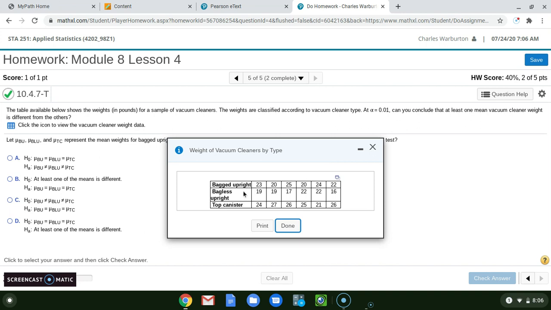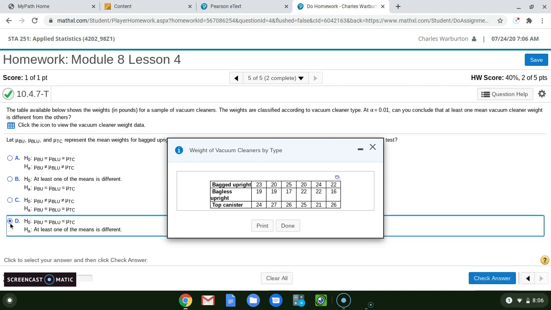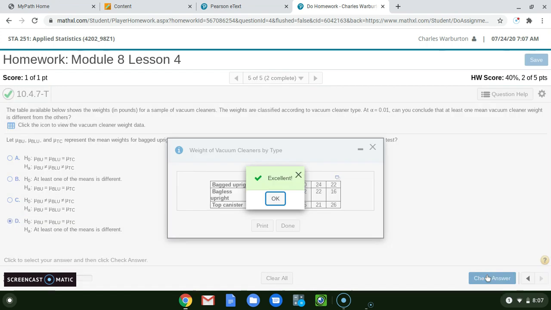We want to see if the weights of these vacuum cleaners are significantly different. We know they're different, but are they significantly different? Remember, the null hypothesis assumes that they're equal, but the alternative says that at least one is different. That's why I choose this one. Assume that they're equal, and then the alternative is that at least one is different. So I'll go ahead and check that.